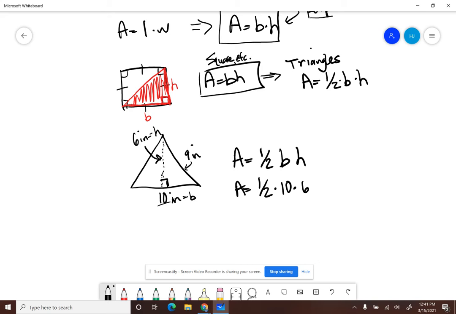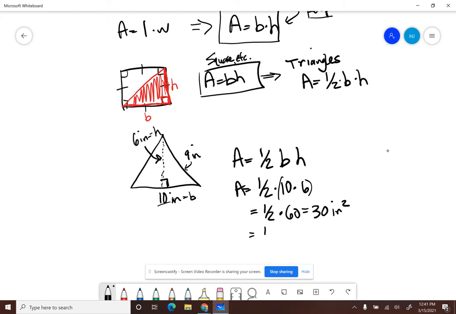Now, I want to show you that there's 3 different ways that you could go about this, or maybe even more. But I want you to think about the fact that, because this is commutative, I can do this a bunch of different ways. I could just take 1/2 times 10 times 6, which would be 60. And so then 1/2 of 60 would be 30. And again, we need to put our units, inches squared.